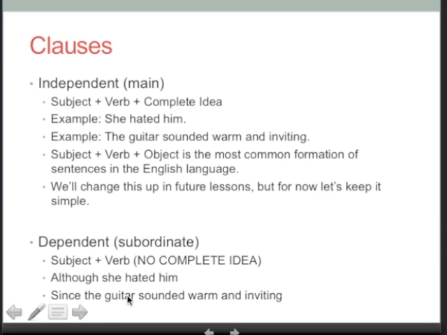sense of that. We still have a subject, we still have a verb, but since the guitar sounded warm and inviting, I wanted to hear more, right? And then the addition of that second clause completes the idea. But as this stands, the idea is not complete. Okay? So that's the difference between a dependent clause and an independent clause. Both have subjects and verbs, but only the independent clause has a complete idea.